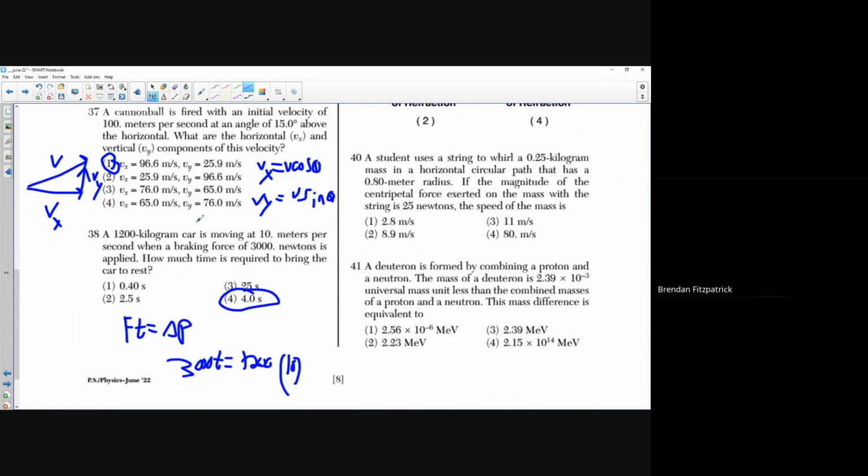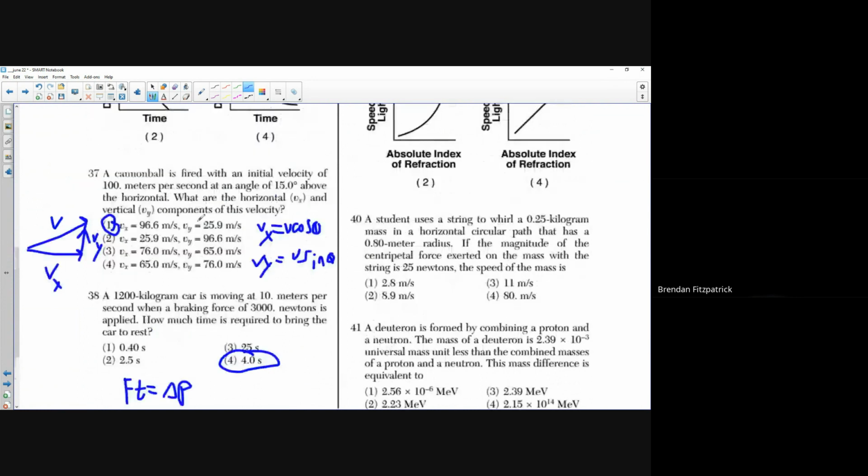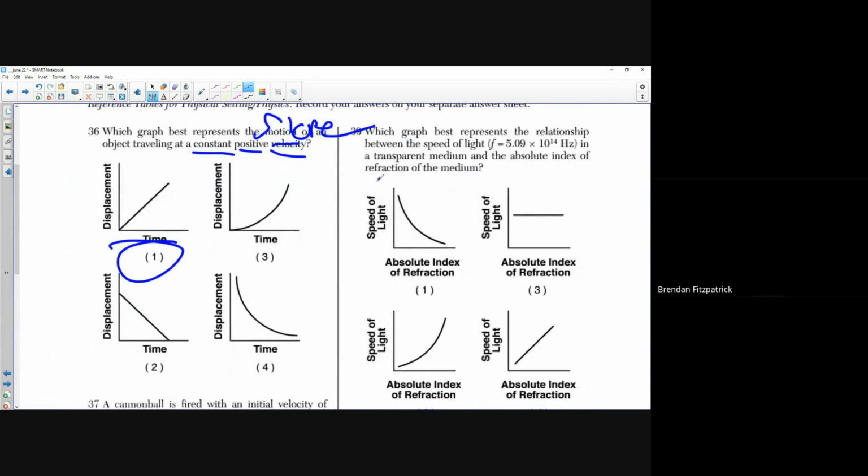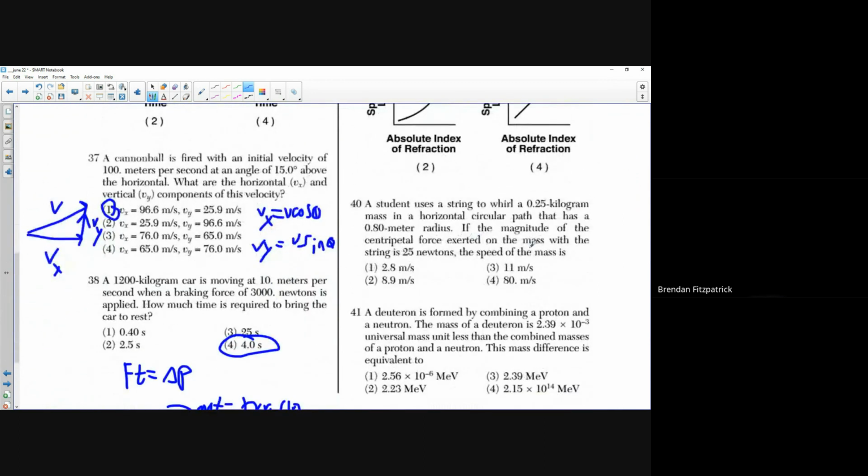Choice 4. 39, which graph best represents the relationship between the speed of light in a transparent medium and the index of refraction? It's an inverse relationship. This is what's in the reference table. The index of refraction is equal to the speed of light in a vacuum divided by the speed of light in that material. So there's an inverse relationship between n and v.